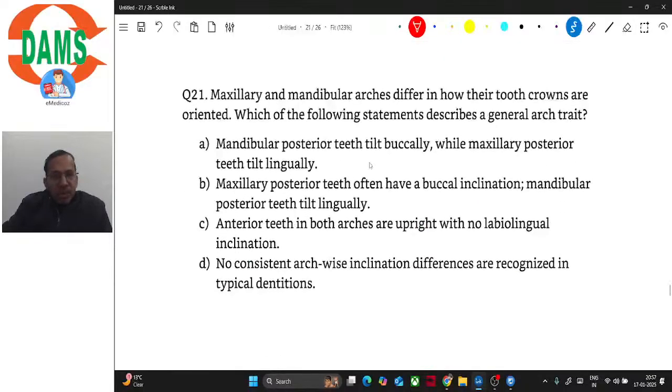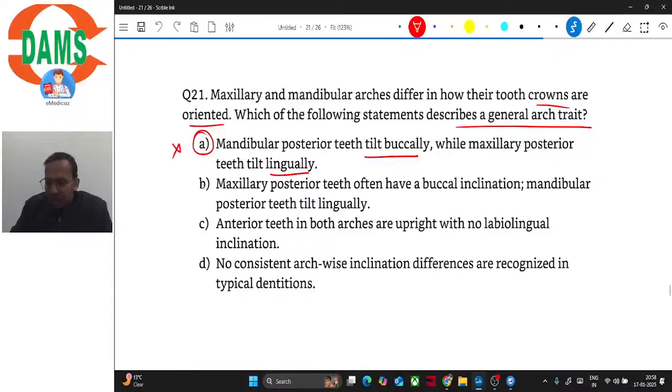So next question. Maxillary and mandibular arches differ in how their tooth crowns are oriented. Which of the following statements describes a general arch trait? So we need to find the correct general arch trait. Option A, mandibular posterior teeth tilt buccally, while maxillary posterior teeth tilt lingually. So this option is incorrect, isn't it? It is exactly the opposite of what actually happens. The maxillary posteriors tilt buccally, and the mandibular posteriors tilt lingually.